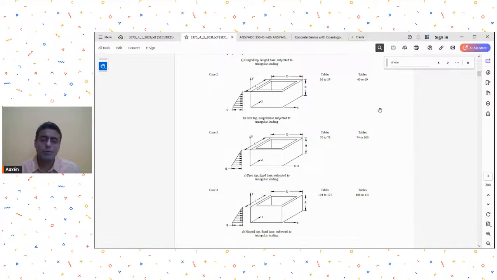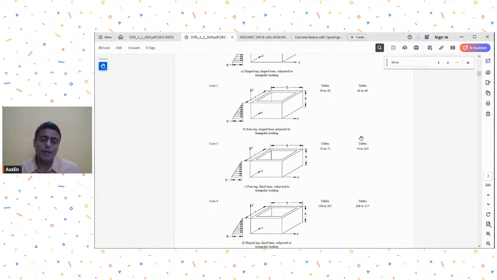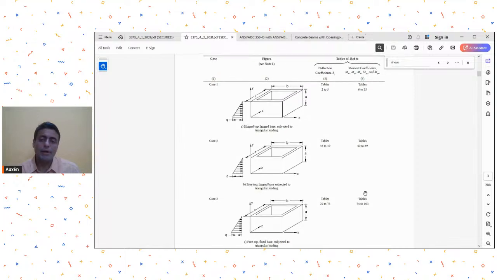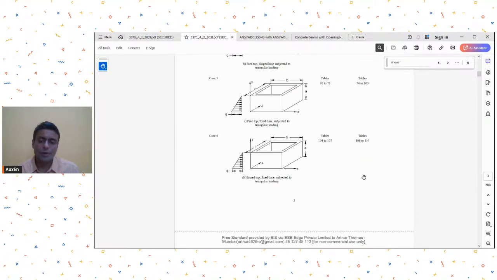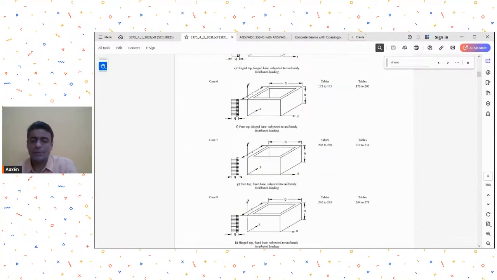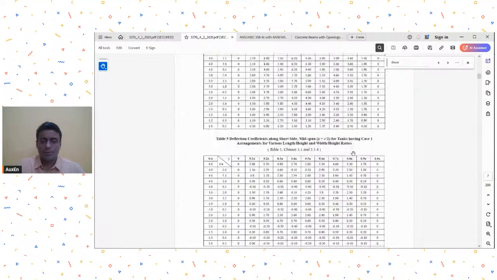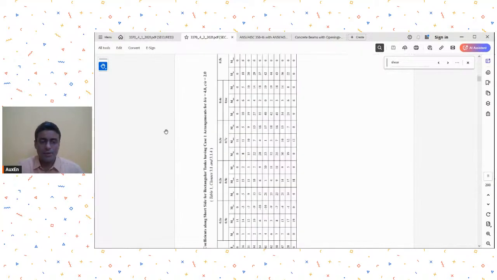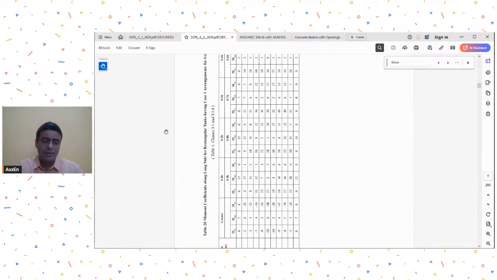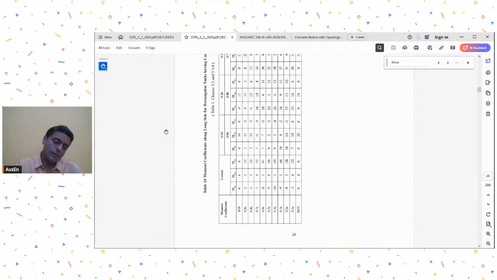So depending on B by A, where B and C are the plan dimensions and A is the height, depending on B by A and C by A, I will need to go to these tables. For example, just to show you one of them, let me go to table 74 maybe. Table 74. Just a minute.